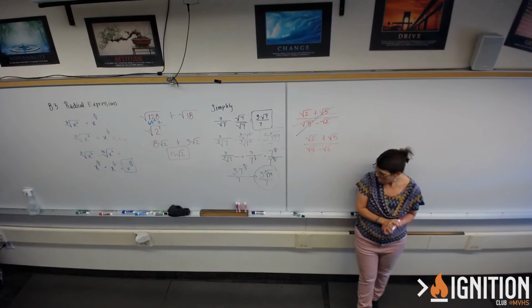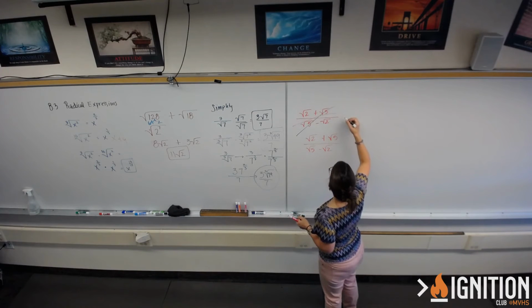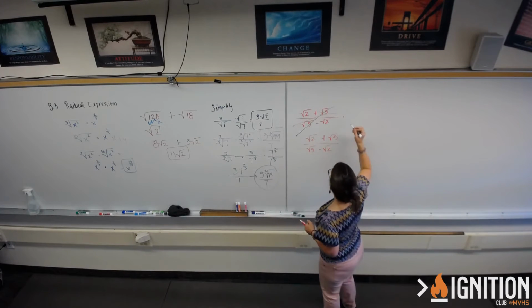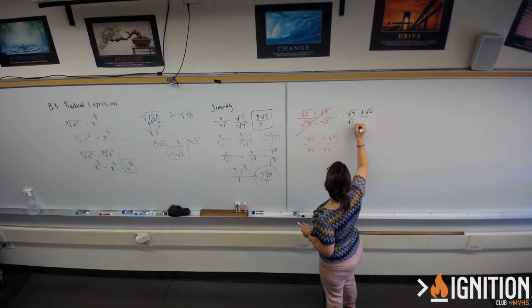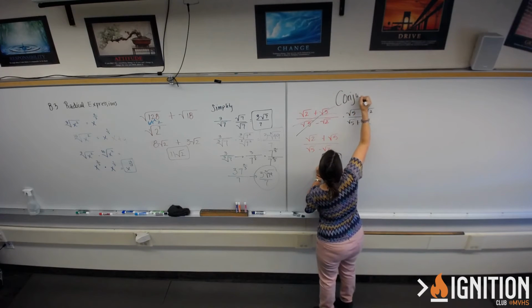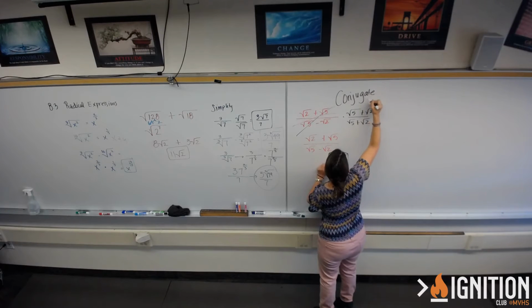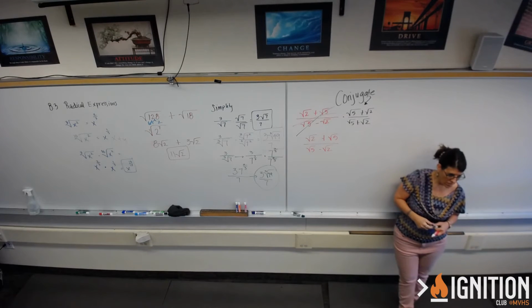Yeah, Michelle. You multiply by root 5 plus root 2 over root 5 plus root 2. What's that called? Michelle says multiply by root 5. Is it conjugate? There you go. This is called the conjugate. It's called a conjugate. A plus B, A minus B, they're conjugates. A plus B, A minus B are conjugates.